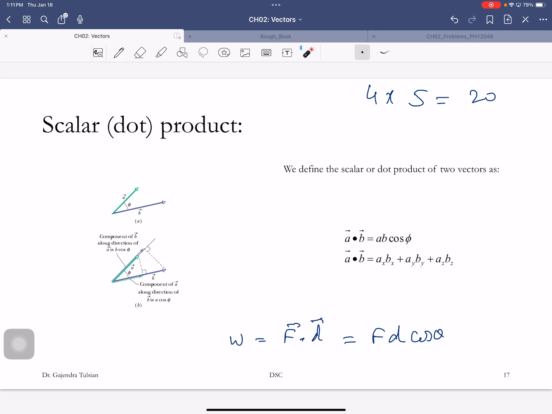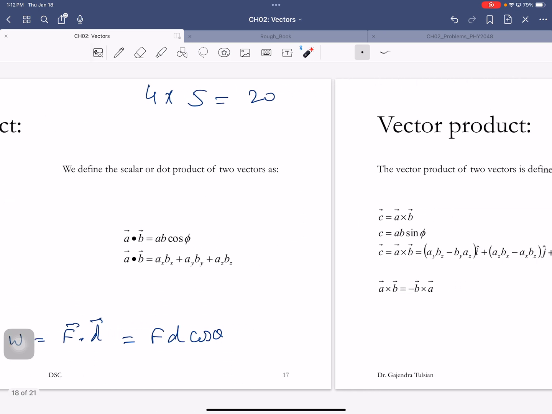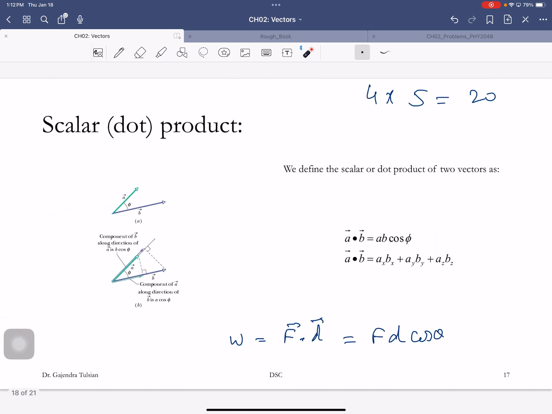Here's another way to define the dot product, or scalar product, in terms of components. A dot B is ax bx plus ay by plus az bz. The components are scalars, so each product is a scalar, and the sum is a scalar. So you end up with a number. Here's the dot product in terms of components, and here's the dot product in terms of the magnitudes of the two vectors. You'll be using both formulas. Any questions on that?